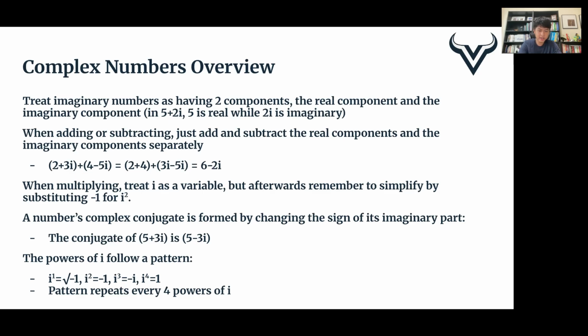i to the power of 1, again, is just the square root of -1. i squared would be -1, because that is the square of the square root of -1. i to the power of 3 is negative i, and i to the power of 4 is 1. i to the power of 5 goes back to being the square root of -1. So as you can see, the pattern repeats for every 4 powers of i. Knowing this pattern, you can find the value of every single power of i.